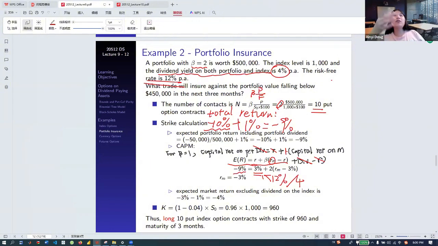Also, for portfolio insurance, you are just using call options or put options to try to hedge against short-term market fluctuations of your equity portfolio.